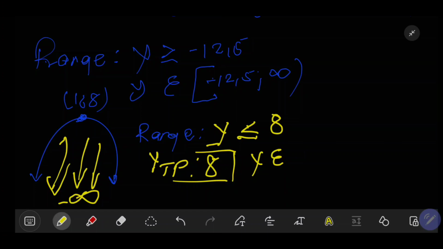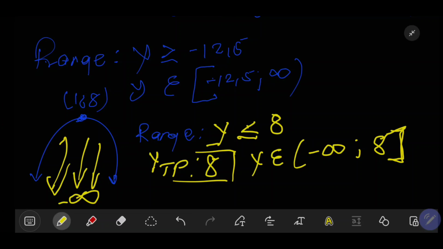That is the maximum. But where does this graph start? It starts from negative infinity to positive 8, and this positive 8 we include. So that's how you can write your domain and your range.